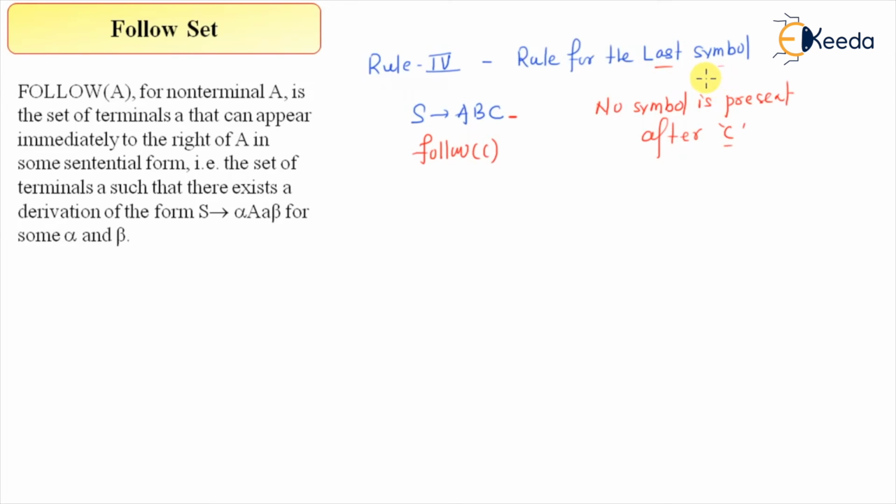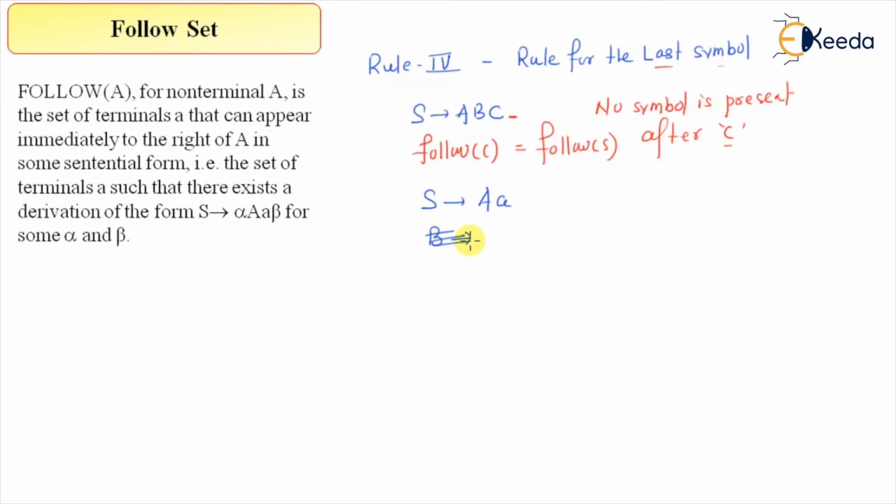So what is the idea here? In this case, every time you want to compute follow of C, what you have to write is follow of S. So follow of C will follow the same symbol that S will follow, and the proof is very simple. Suppose I take a different example and explain why it is so. Suppose S derives capital A small a.